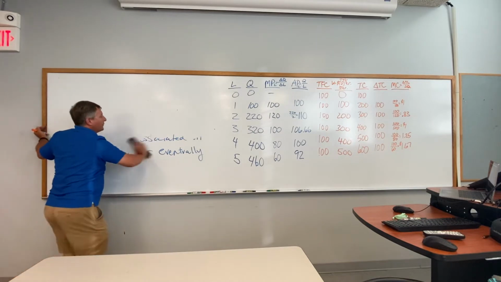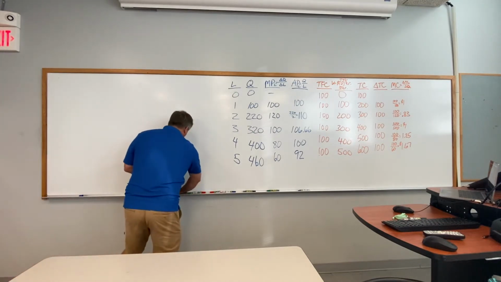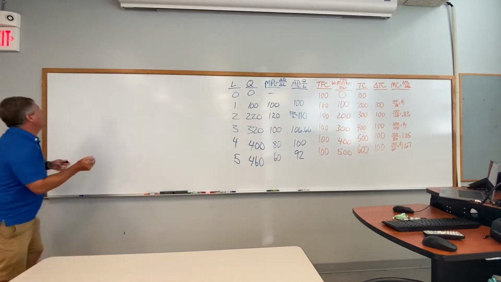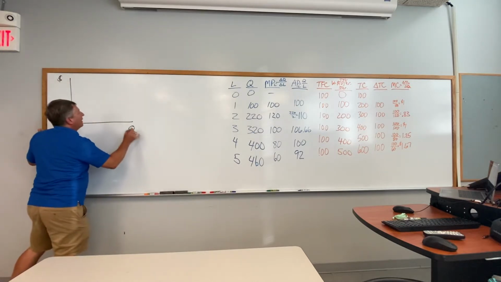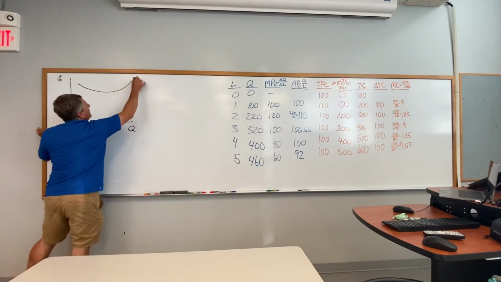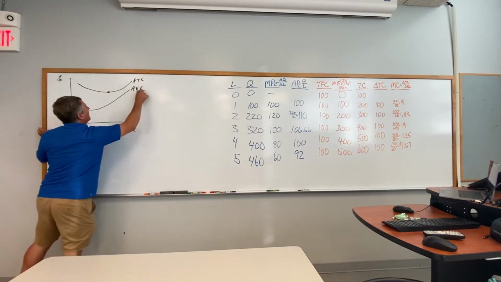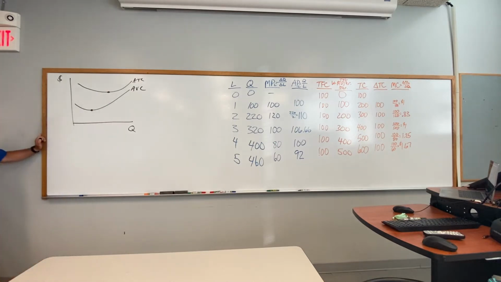All right, so let me go back. You guys can just use your picture that you had before, the one I erased, so I'm going to draw mine quickly. So we had the average total cost with the minimum point, average variable cost with the minimum point, and now we're going to complete this picture.